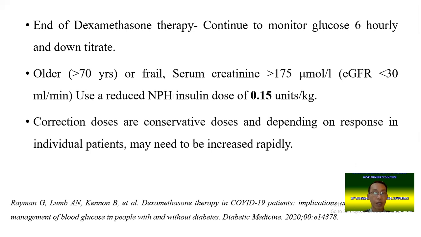After the end of the dexamethasone therapy, continue to monitor glucose 6 hourly and down-titrate the insulin doses according to the blood glucose. When a patient is more than 70 years of age, his creatinine is more than 175 micromole per liter, and eGFR less than 30 ml per minute, we should use reduced NPH insulin doses. These doses are conservative doses, depending on response in individual patients, and may need to be increased rapidly.